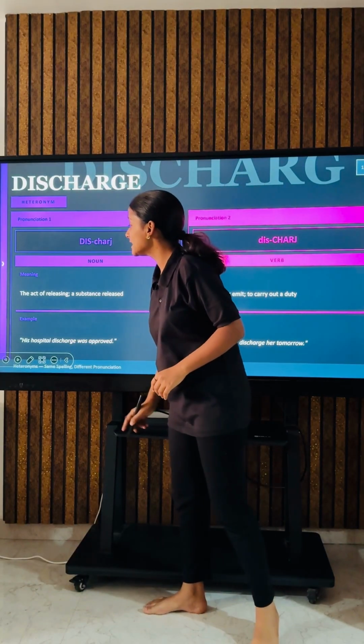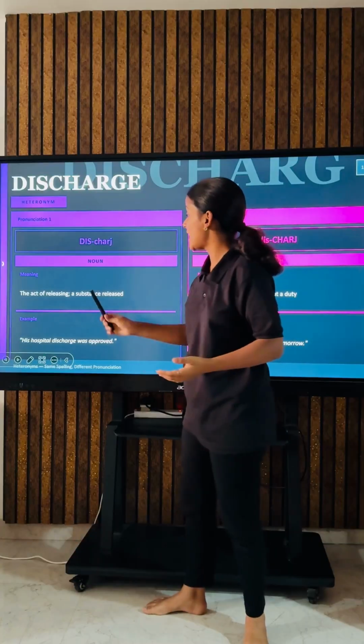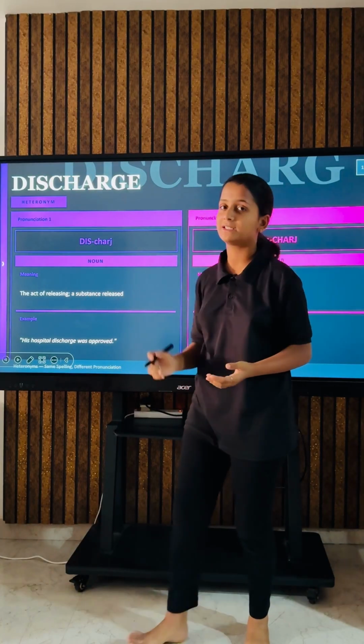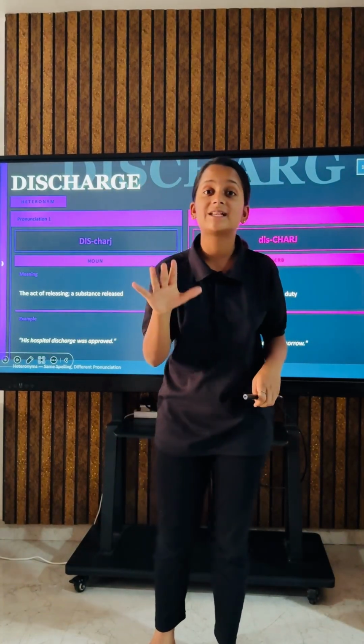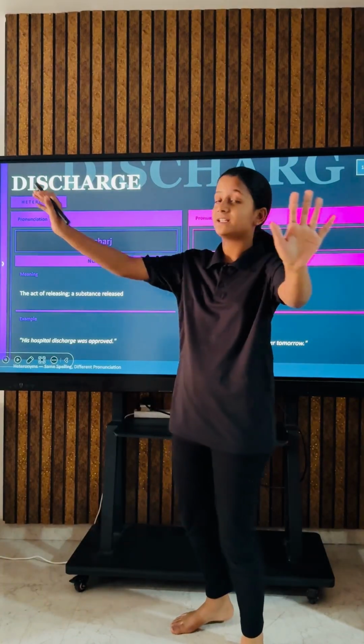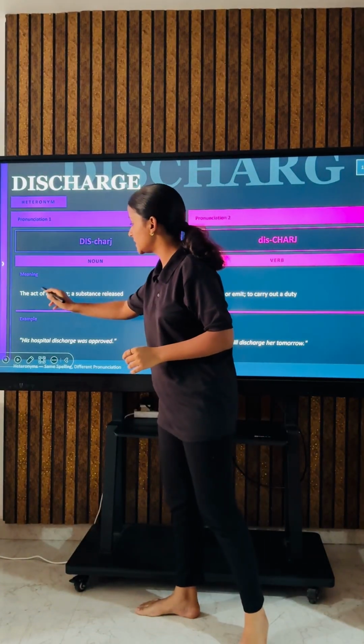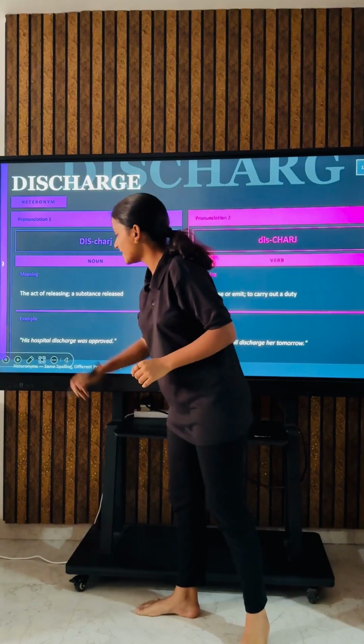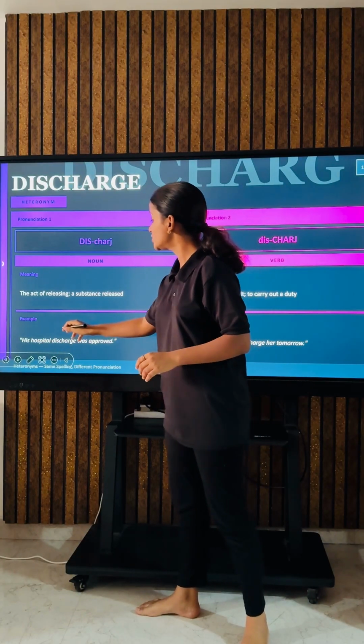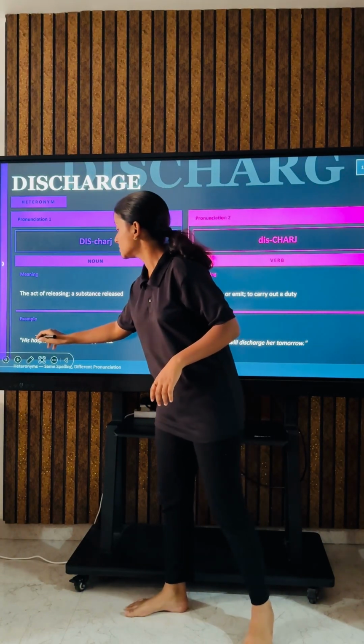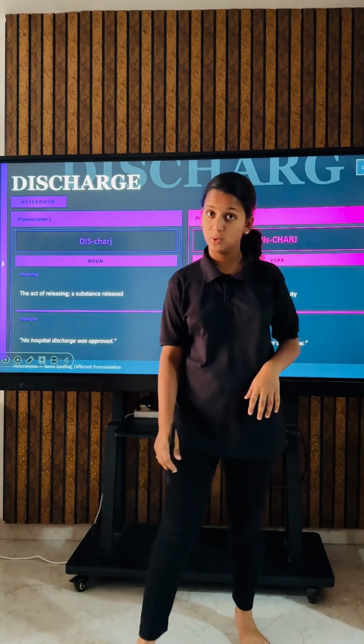Meaning the act of releasing or a substance that is released. Okay, this is the meaning of discharge. Example is, his hospital discharge was approved.